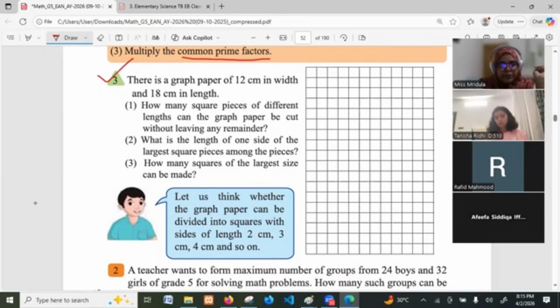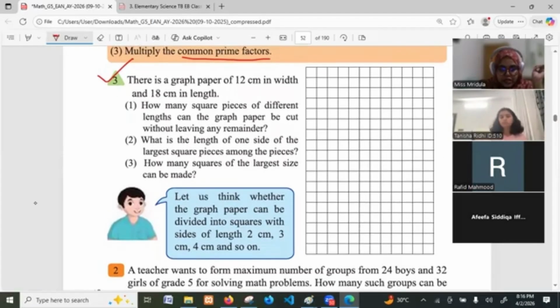Okay, number 3. There is a graph paper of 12 centimeter in width and 18 centimeter in length. How many square pieces of different lengths can the graph paper be cut without leaving any remainder? What is the length of one side of the largest square? And how many squares of the largest size can be made?